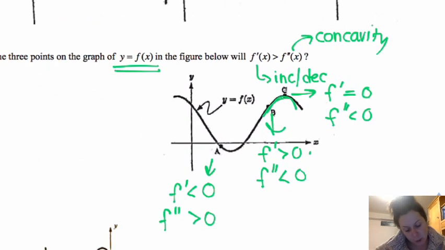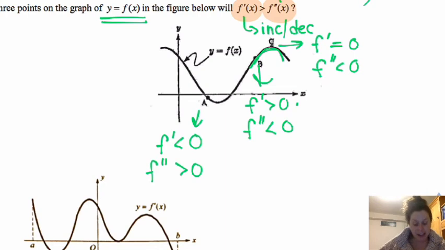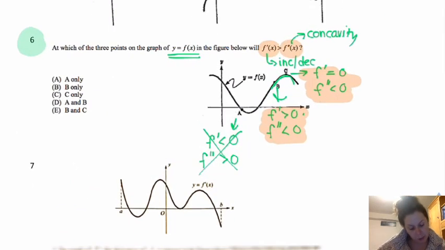So let's see here which one of these has f prime bigger than f double prime. Here, f prime is negative and f double prime is positive, so it's not that. Here, f prime is positive, f double prime is negative, so that one works. Here, f prime is 0 and f double prime is negative, so that one works. So B and C could both be right there.